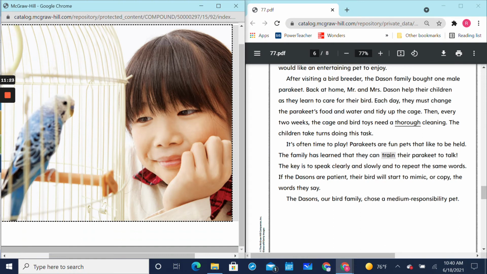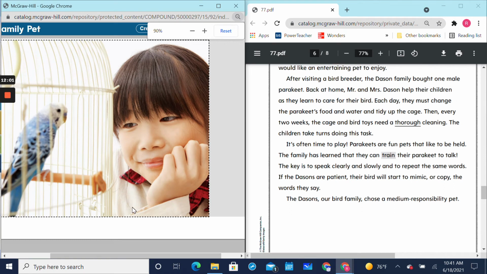Parakeets are fun pets that like to be held. The family has learned that they can train or teach their parakeet to talk. The key is to speak clearly and slowly and to repeat the same words. If the Dasons are patient, their bird will start to mimic or copy the words they say. The Dasons, our bird family, chose a medium responsibility pet.